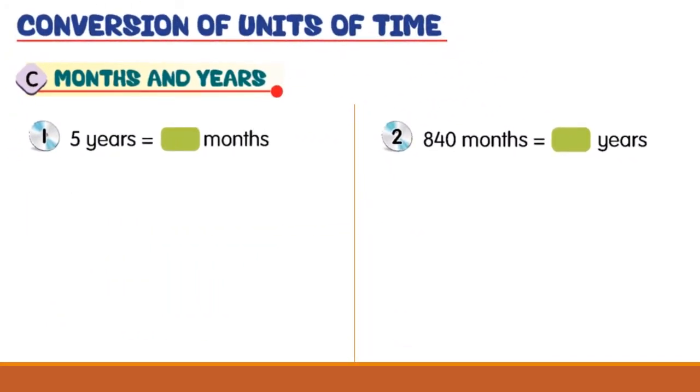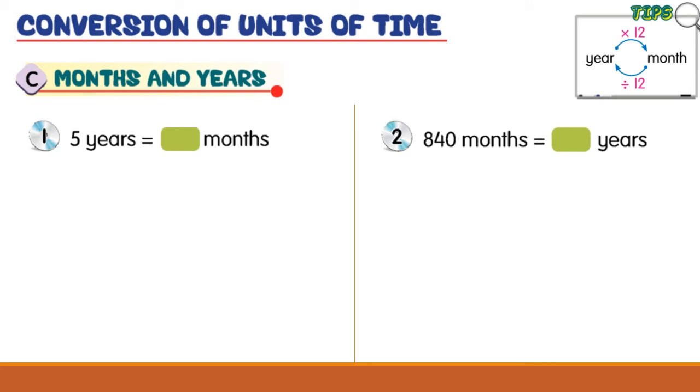And the next conversion of unit of time, this one is involving months and years. So the tips here, 1 year is equal to 12 months. Okay, 1 tahun bersamaan dengan 12 bulan. So to convert year to month, you have to multiply 12. To convert month to year, you have to divide 12.